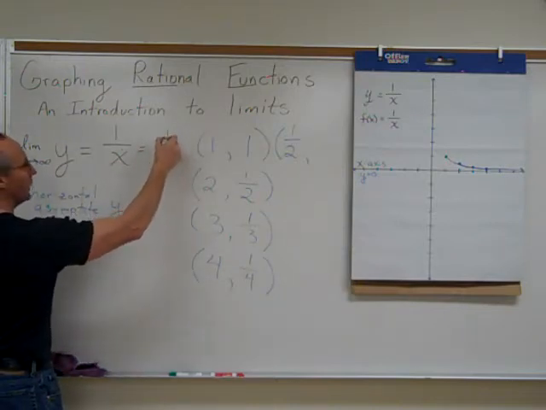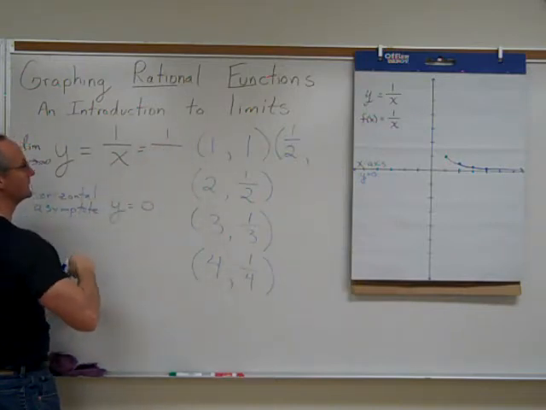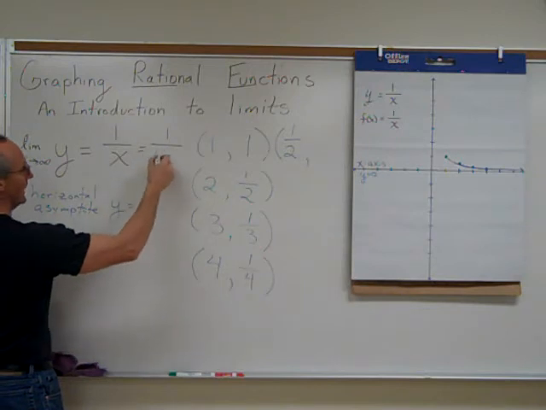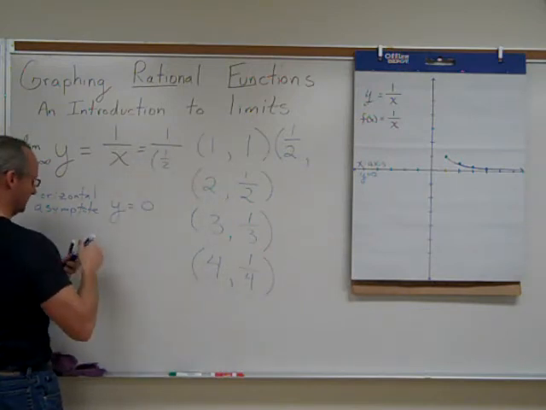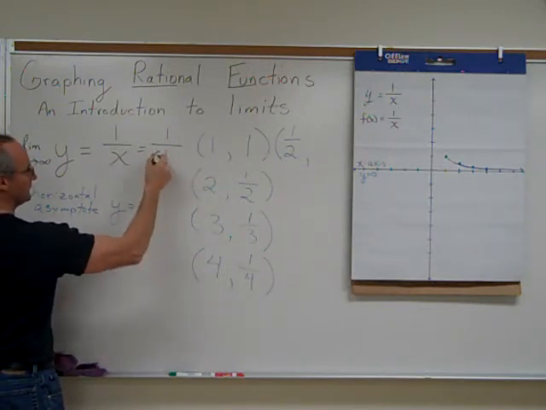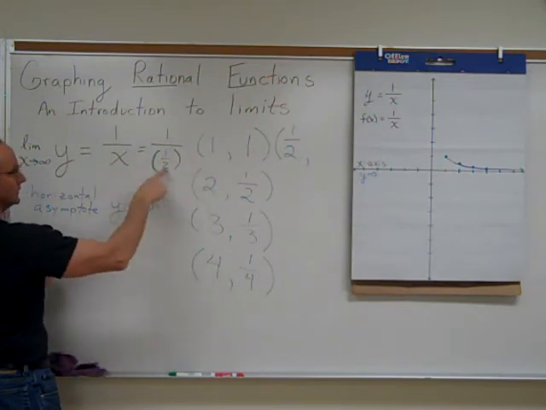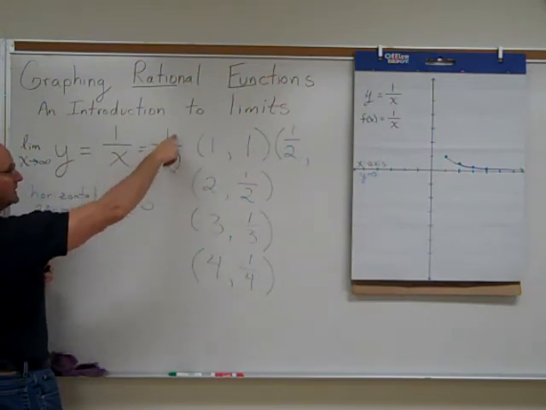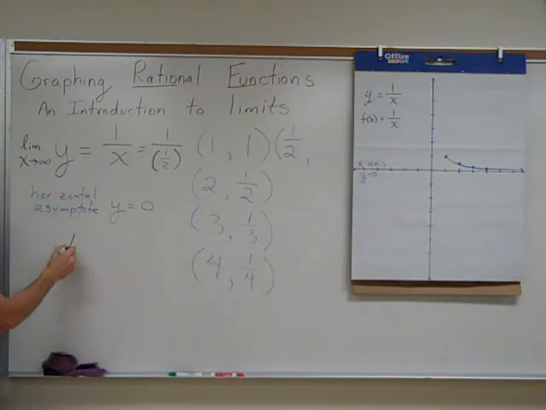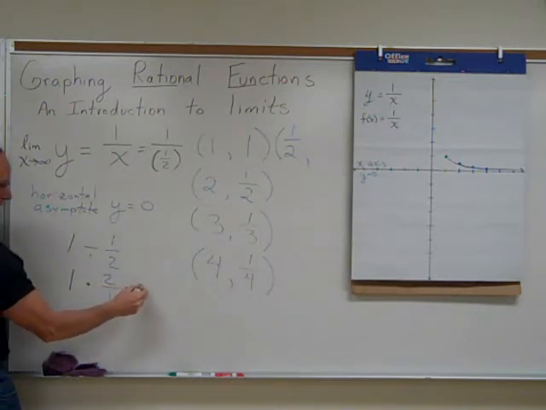we end up with 1 divided by 1/2. Notice that I substitute the x value into this function. 1 divided by 1/2 is the same as 1 times 2/1, which just gives me 2.